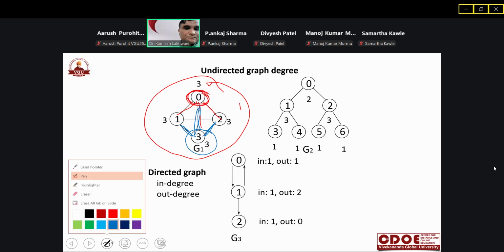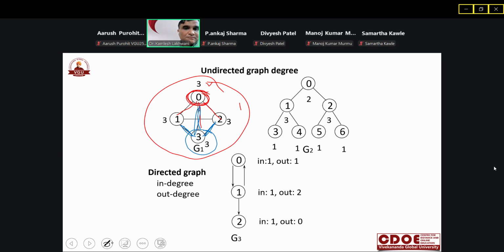Similarly, the degree of node 2 is also 3 because it is connected with 0, with 3, and with 1. There is an edge from 2 to 0, 2 to 1 and 2 to 3. Therefore, the degree of node 2 is also 3. Similarly, the degree of node 1 is also 3 and the degree of node 0 is also 3.